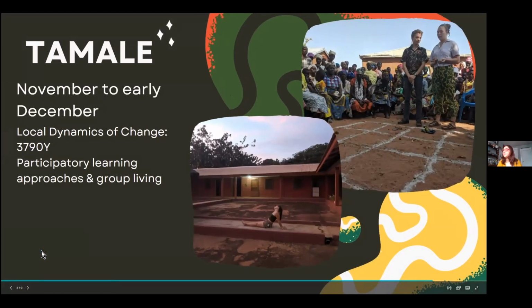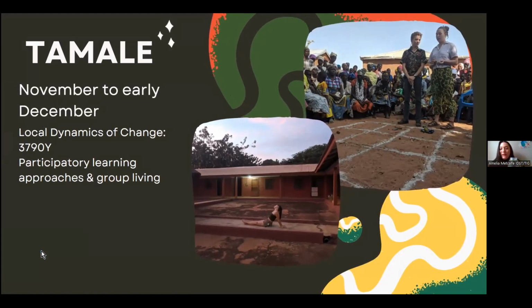And then we have Tamale, which is the second academic part of the TIG year. This is November to early December, and this is another full year credit that you do in one semester, so it's also quite condensed. But this one is a little less theory based and course based, and it's more hands-on because we start to learn about participatory learning approaches.